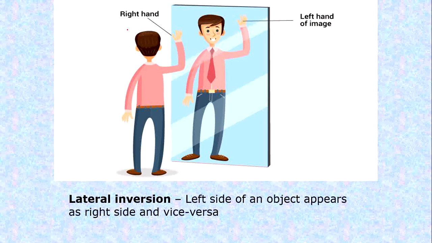Next, the image formed is laterally inverted. That means when I raise my right hand, we observe that the image is raising the left hand, and if I raise the left hand, the image will raise the right hand. So the image is laterally inverted. And the last characteristic is that the image formed is virtual.